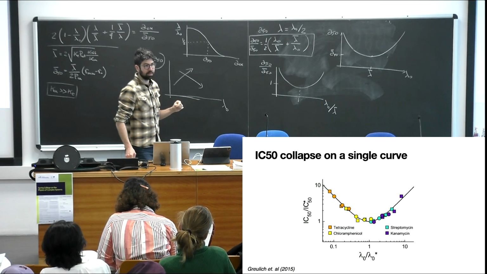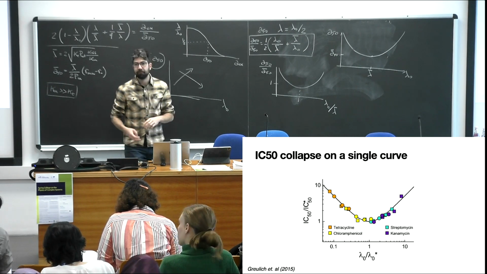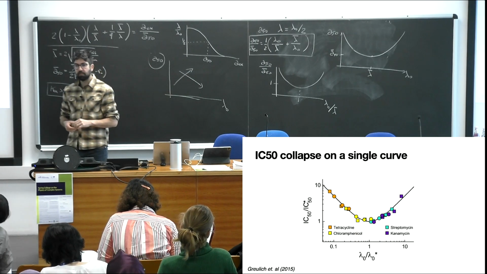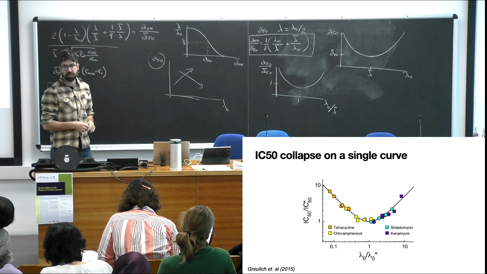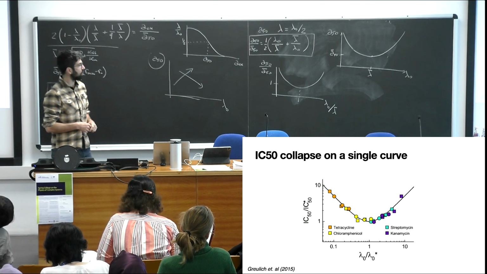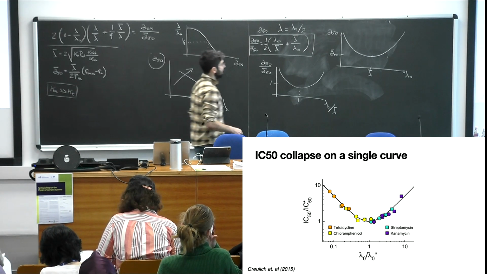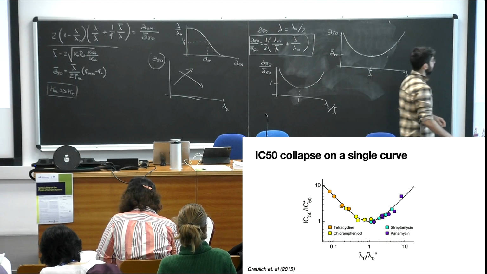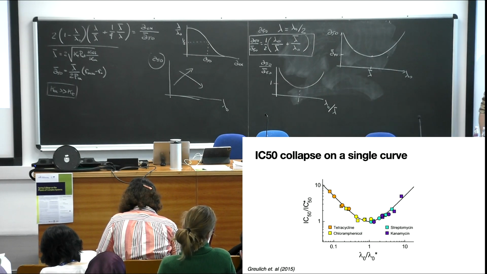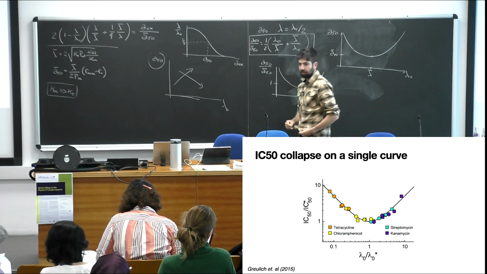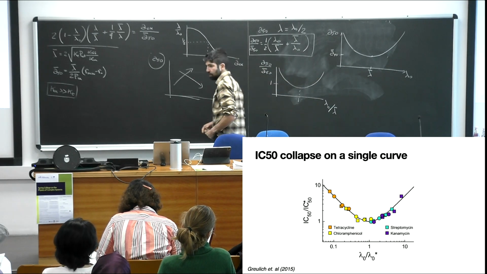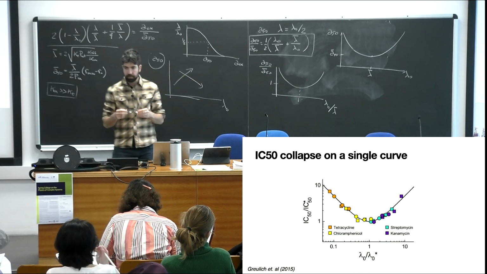Questions? Yeah. Lambda 0 star is lambda bar. Sorry, yes, it's what we call the lambda bar. And IC50 and IC50 star is what we call the A50 and A50 bar. So it's exactly this plot here.